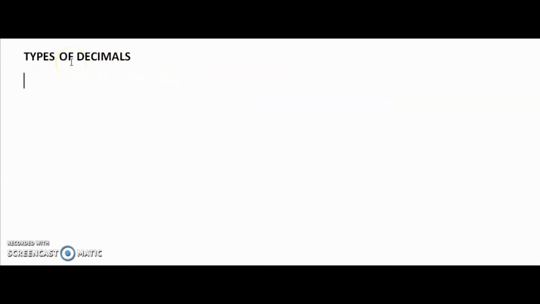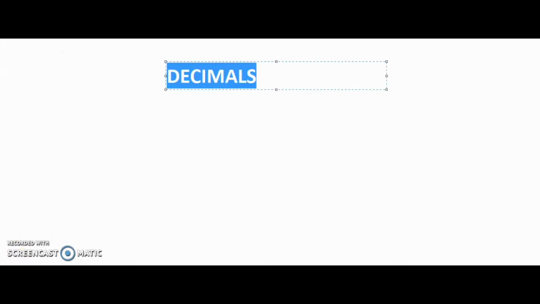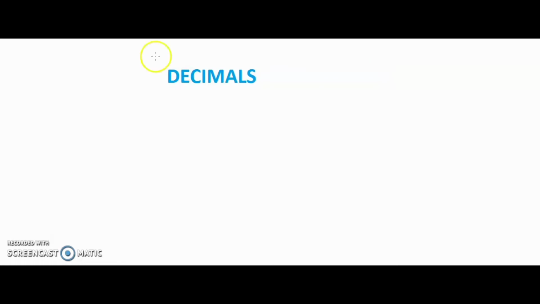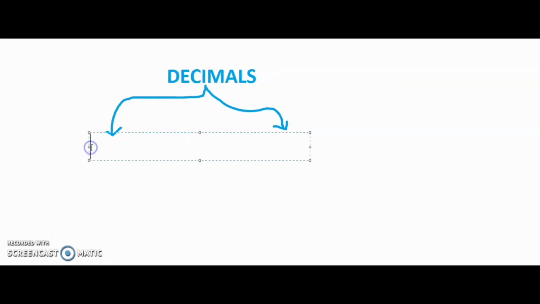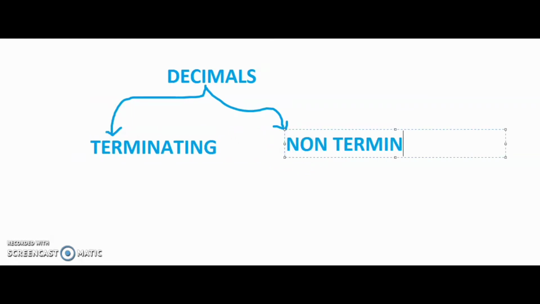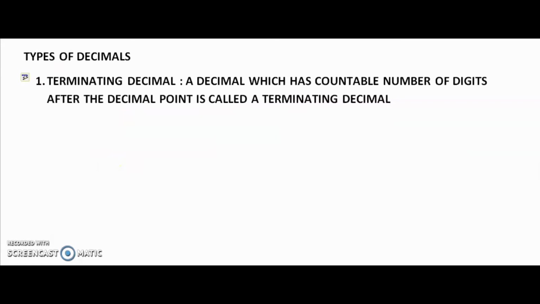Types of decimals. Mainly, there are two types of decimals. Decimals can be divided mainly into two types. They are terminating decimals and non-terminating decimals. So decimals are divided into terminating and non-terminating.